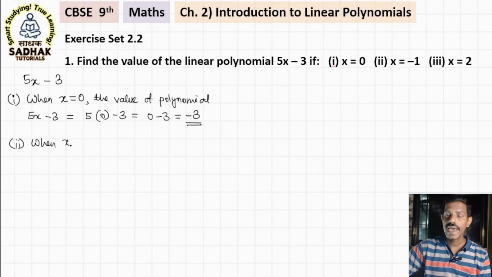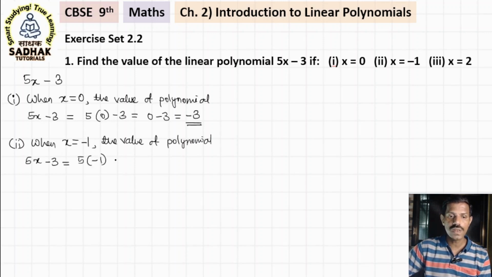When x is equal to minus 1, the value of the polynomial 5x minus 3 will be equal to 5 multiplied by minus 1 minus 3. So 5 multiplied by minus 1 will be minus 5, minus 3, so minus 5 minus 3 will be minus 8. So that will be the value of the polynomial.